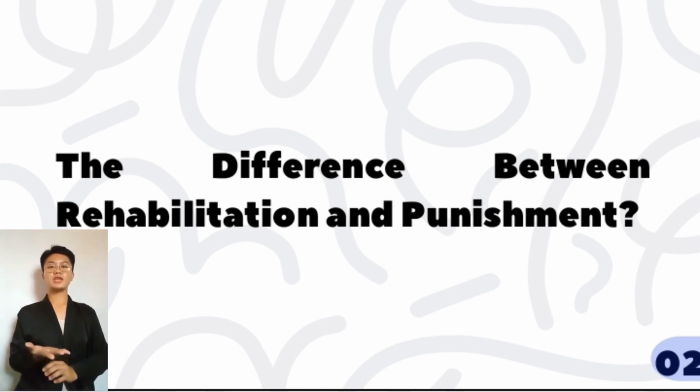Rehabilitation. Rehabilitation focuses on reforming offenders to reintegrate them into society as law-abiding citizens. Like, rehabilitation helps offenders change their behavior so they can return to society as responsible, law-abiding citizens.